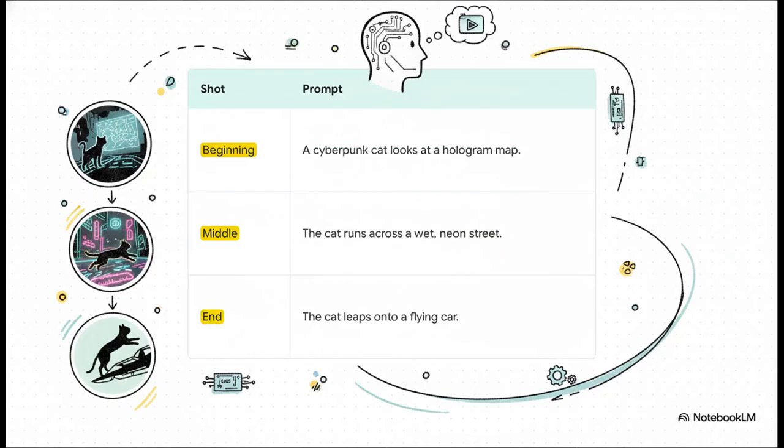Let's look at a concrete example with the cyberpunk cat. We're going to generate 3 totally separate clips. For shot number 1, the beginning, our prompt sets the scene. A cyberpunk cat looks at a hologram map in a dark alley. Cool. For shot 2, the middle, we create the action. The cat runs across a wet street, neon signs reflecting. And for the end, our conclusion. The cat leaps onto a flying car, looking determined. You see how each of those simple prompts builds on the last one to create a whole little story?